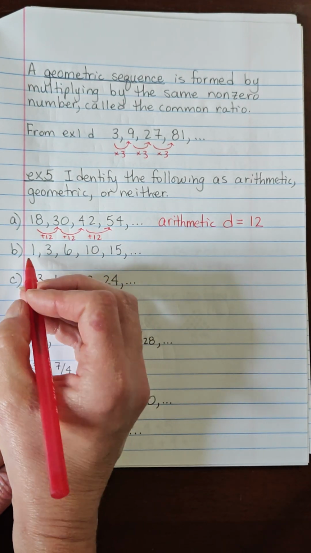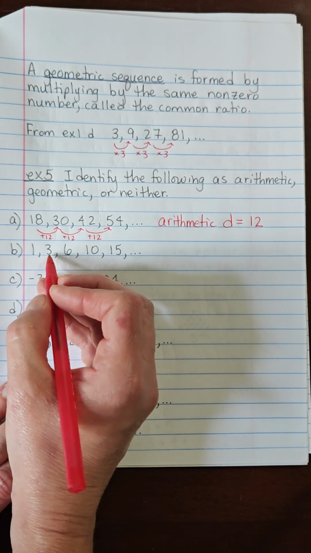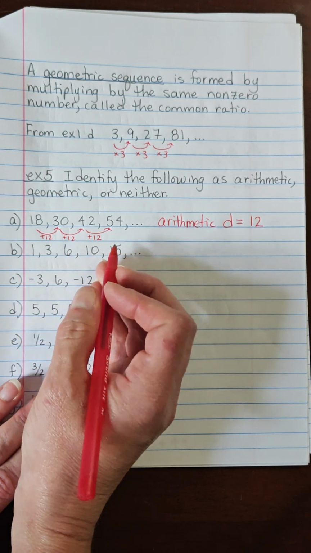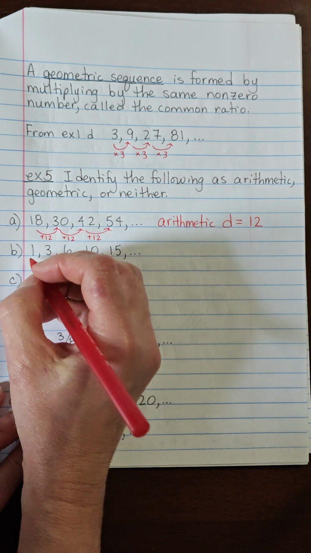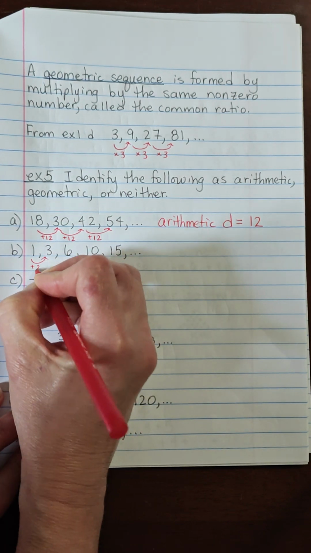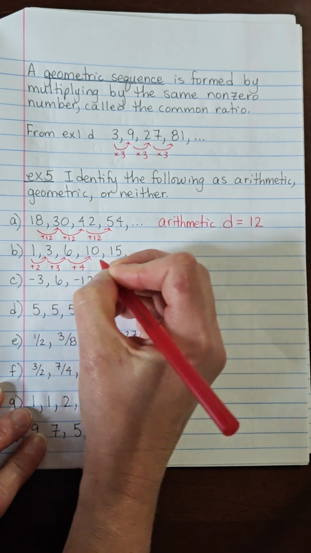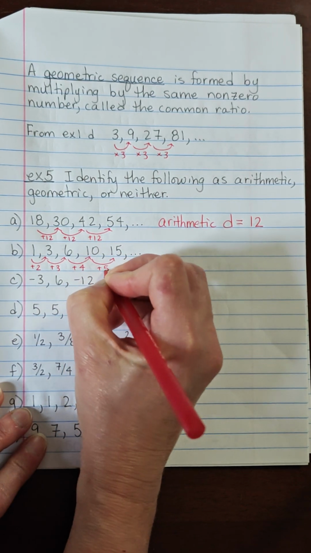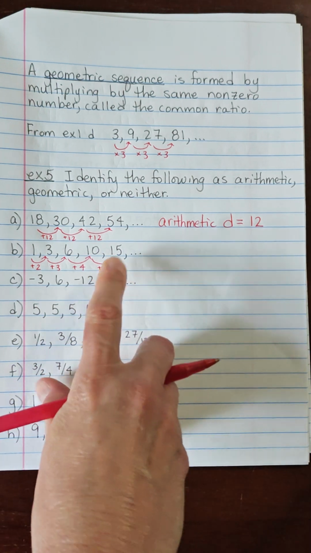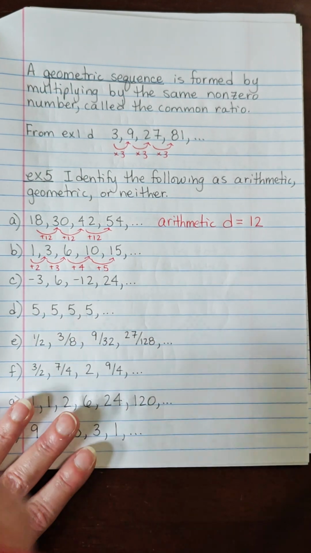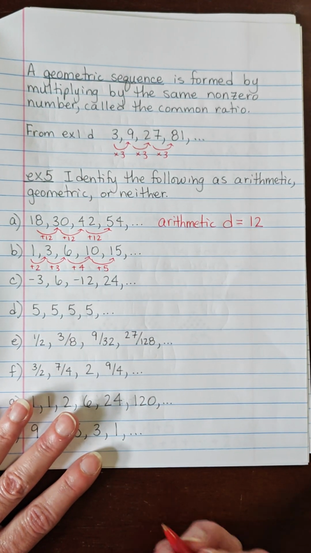All right, this one, let's see. 1 to 3, that's adding 2. All right, that's adding 3. That's adding 4. That's adding 5. All right, so that's plus 2, plus 3, plus 4, plus 5. Now, you might say, okay, I'm adding each time, so it must be arithmetic, right? Arithmetic add. But you're not adding the same fixed number.